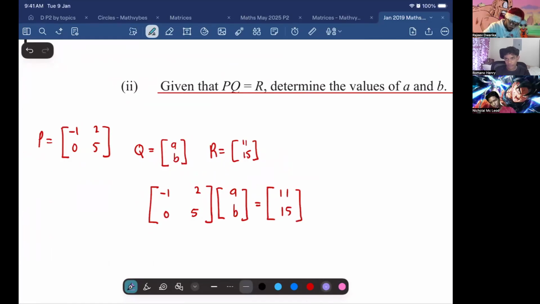If you multiply a 2 by 2 by a 2 by 1, what is the final answer going to be? It's going to be of what order? 2 by 1. And what kind of matrix is this? A 2 by 1 matrix. Anytime you have the same order of the matrix on either side, you could equate like terms or the equivalent element. You'll see what I mean. But just keep that in mind. Once it's the same order, you could just equate the corresponding elements.